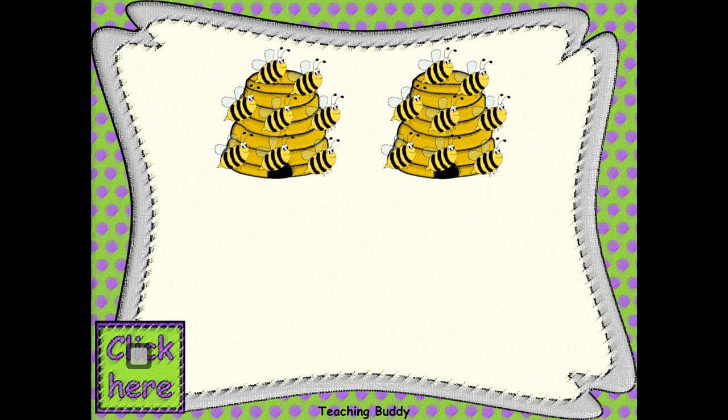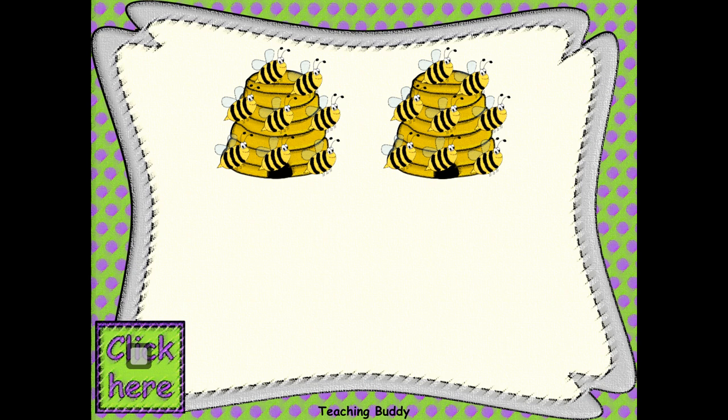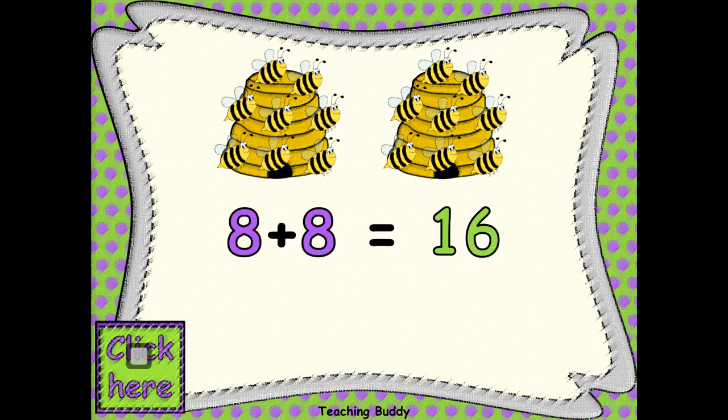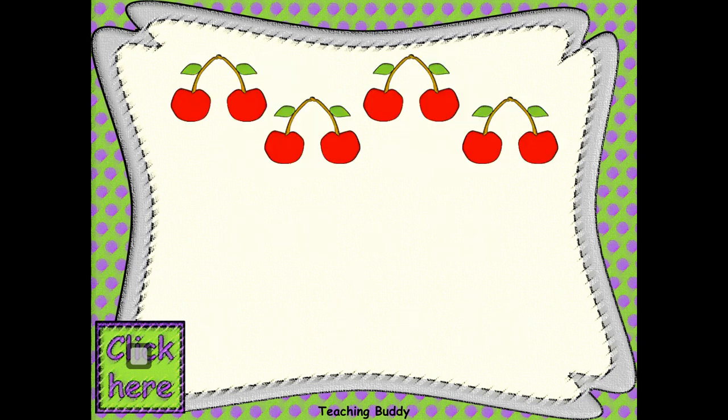Now, our beehive, this is the one that you did on your own. So there are 8 bumblebees in the hive, and there are 2 hives. So 8 in this one plus 8 in this one gives us 16. Or 8 bumblebees, 2 groups. 8 times 2, 16. Okay, your cherries.